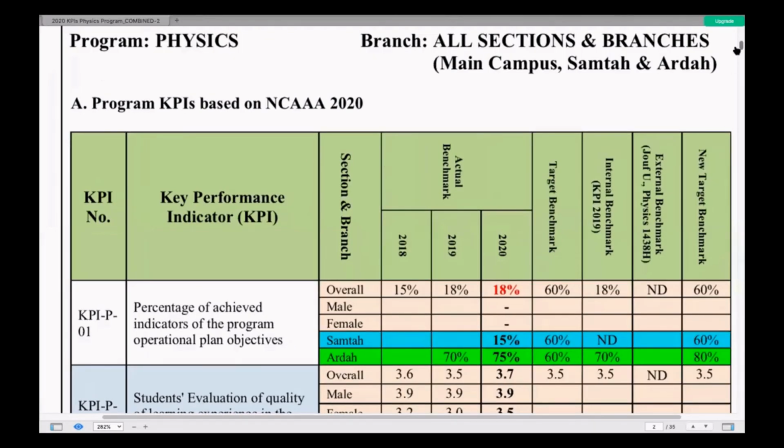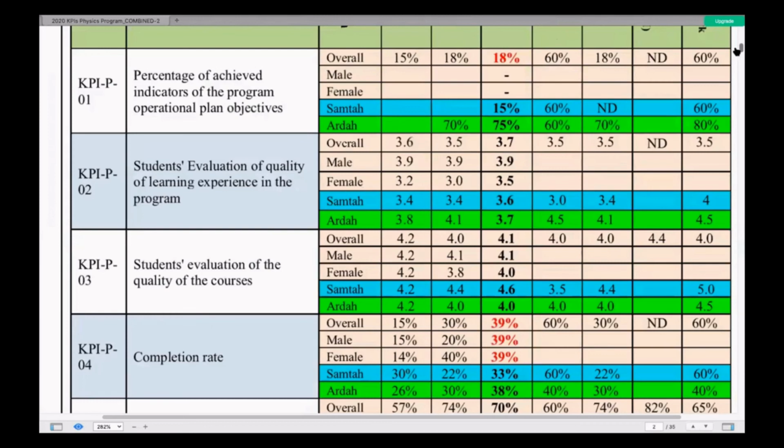Okay, again, you can see now, for KPI number 1, our achievement is still low, but we can see for Arda it's very good. KPI number 2 is quite good, 3.7 out of 5. And KPI number 3 is good, 4.1 over 5. Now see KPI number 4 about the completion rate. You can see here, there's only 39%.